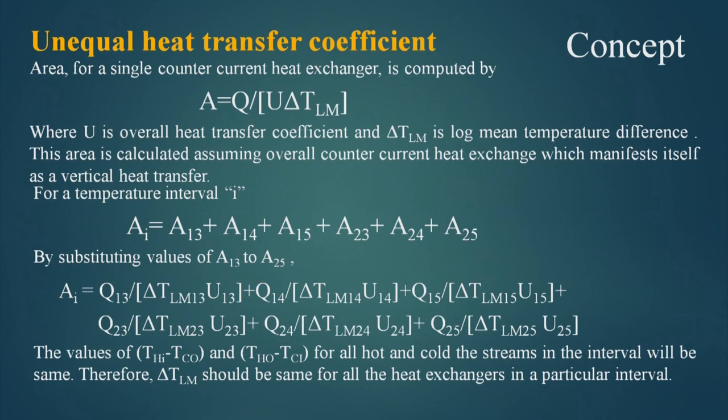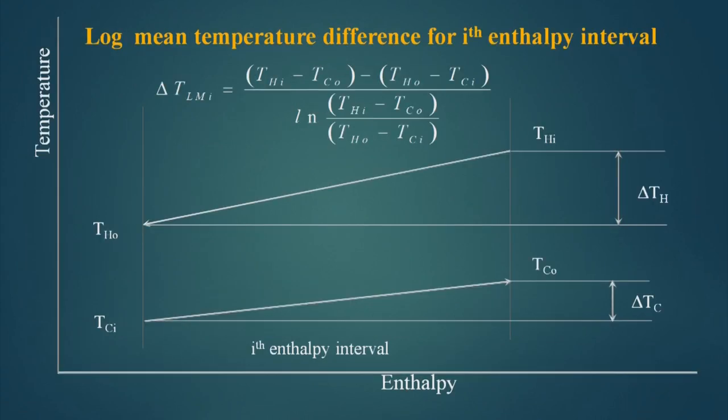Therefore, delta T LM should be the same for all heat exchangers in a particular interval. So, this shows how the delta T LM of the ith enthalpy interval can be computed. So, this is delta T LM equals (T_HI minus T_CO) minus (T_HO minus T_CI), divided by ln of (T_HI minus T_CO) over (T_HO minus T_CI).